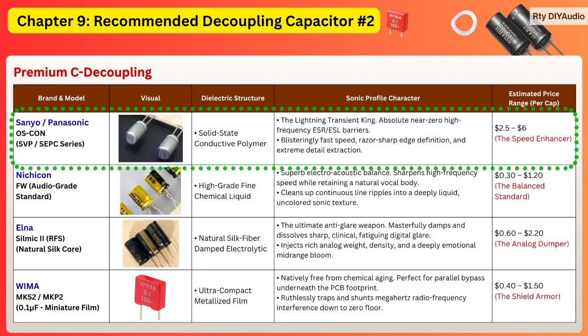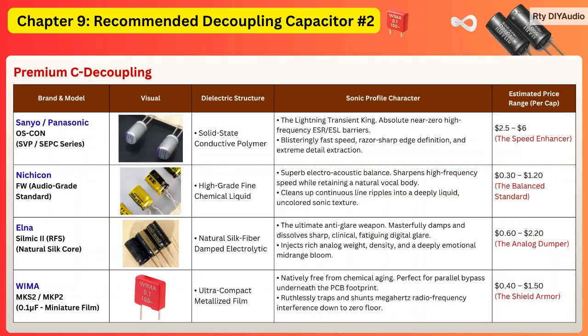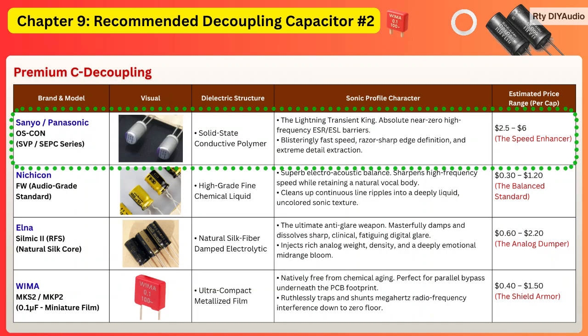First, the Sanyo Panasonic OSCON, SVP, or SEPC series. Standing as the lightning transient king, this solid-state conductive polymer completely shatters high-frequency ESR and ESL barriers, delivering a blisteringly fast speed, razor-sharp edge definition, and extreme micro-detail extraction.